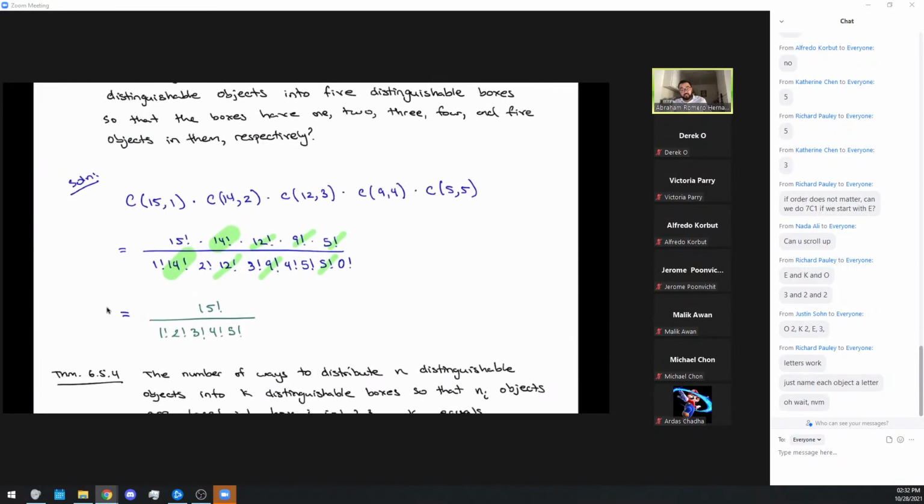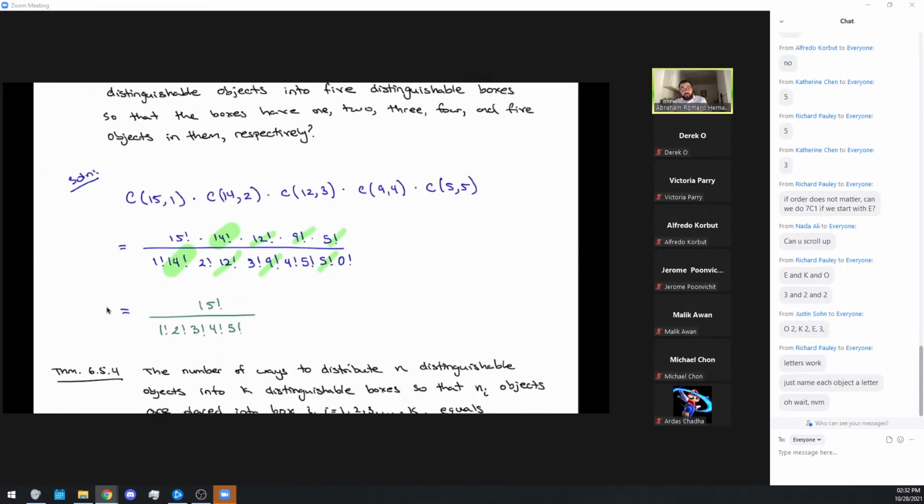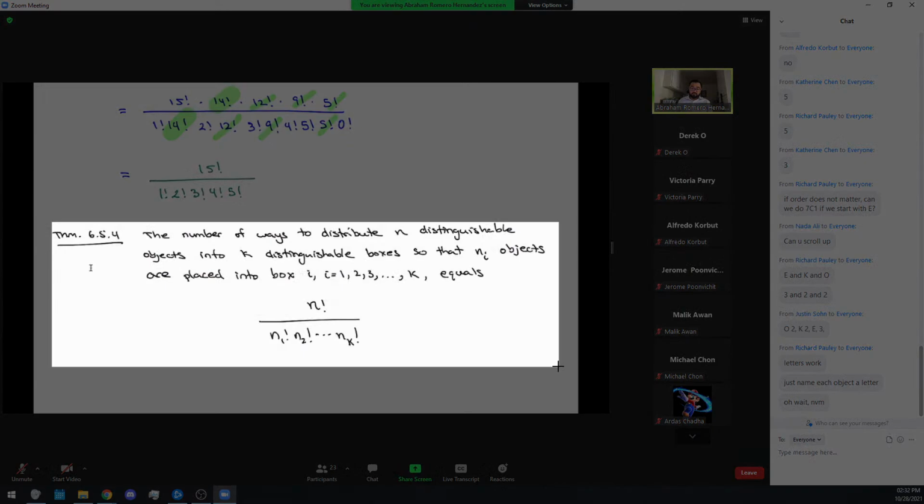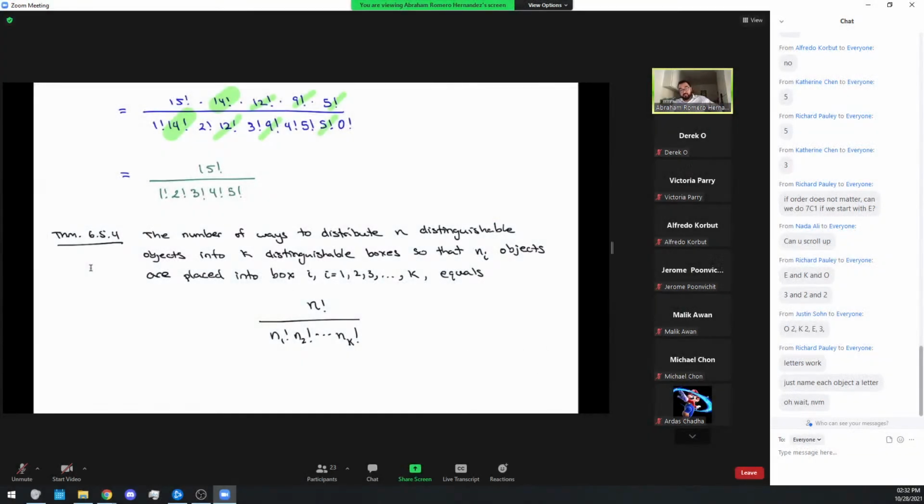So since I'm distributing 15 distinguishable objects into 5 distinguishable boxes, and each box contains a specific amount, all I really have to do is just this equation, and that's it. Any questions on that? So similar to the letter one, but it's not the same because you're literally distributing stuff here. That's what you're doing.